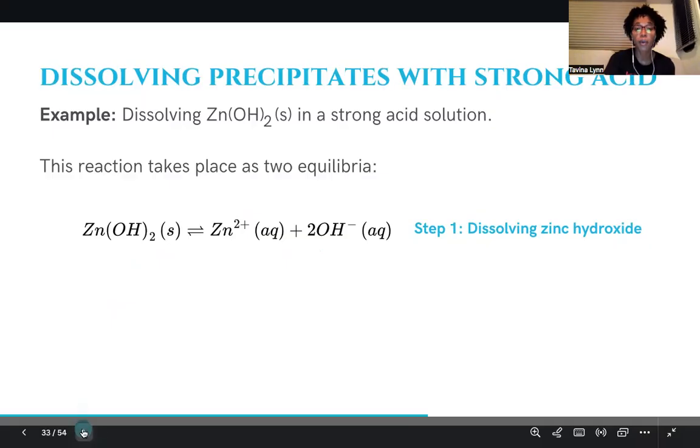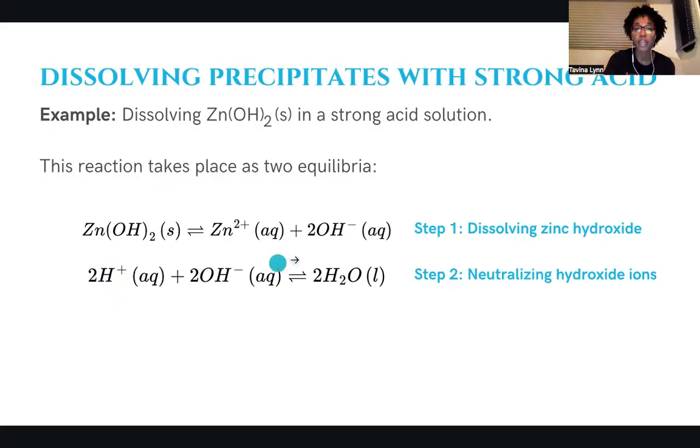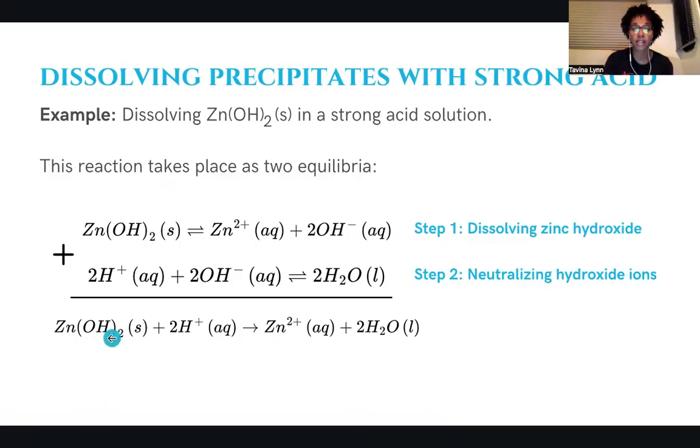So if we couple it with a strong acid that we're representing by H+, so any strong acid, it can neutralize the hydroxide ions that are formed from this dissolution reaction. And by coupling them together, this is our overall reaction. So we have zinc hydroxide solid in acid, which will release the zinc 2+ cations in water.